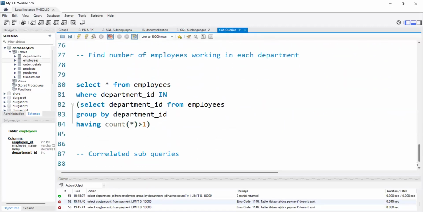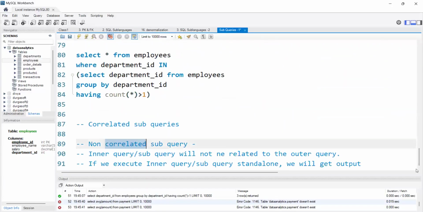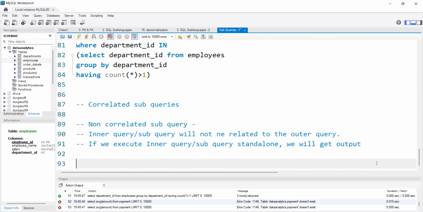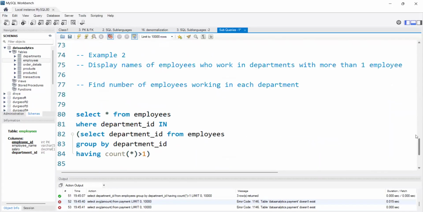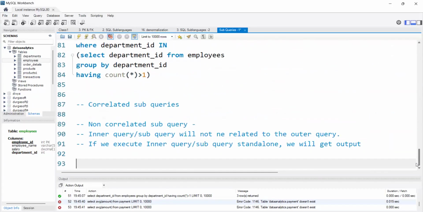Okay, I hope what is a non-related subquery is clear for you. Correct? Yes, ma'am. But ma'am, in that case, the operator will change, I guess. Yes, let's see. You are talking about correlated, right? Yes, ma'am. Correlated. Yes. Let's see.